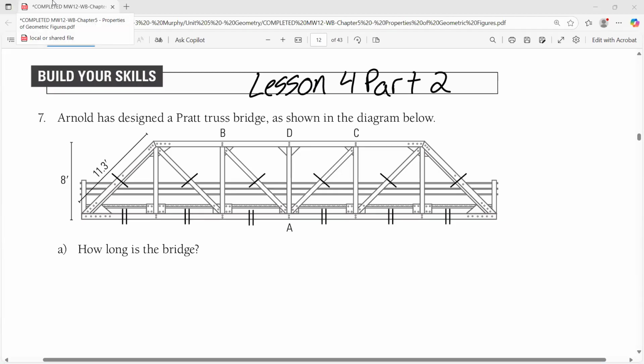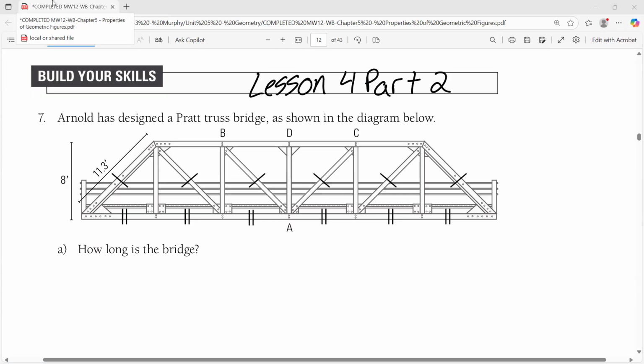Okay, this is geometry lesson 4, part 2. Arnold has designed a Pratt. It's a style of truss bridge. You've probably seen these before. There's one in Edmonton, as shown in the diagram below.